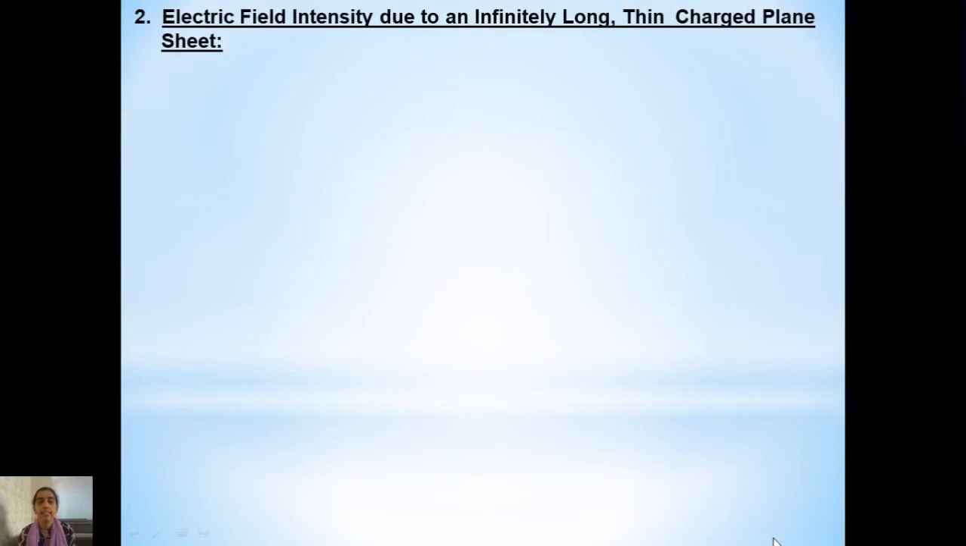So following the same four steps, let us calculate the electric field intensity due to an infinitely long thin charged plane sheet. Okay, so this is our second application. Using the Gauss law, now we are calculating the electric field intensity due to an infinitely long as well as thin charged plane sheet.